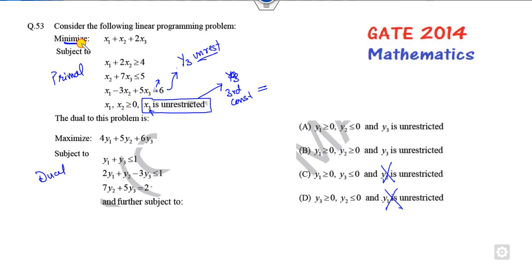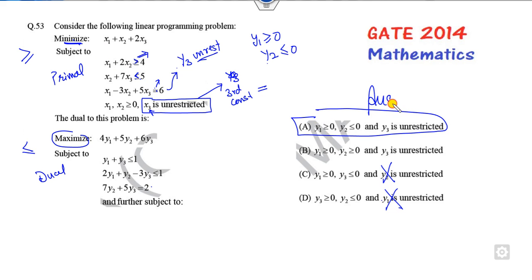Now since it is a minimization, we need all greater than signs. If it is a maximization, we need all less than signs. The first constraint is satisfied because it's a greater than sign, so y1 is also greater than b. Second is a less than sign, which is opposite of this, so y2 is my less than sign. So only this option is the correct answer, rest all options are cancelled.